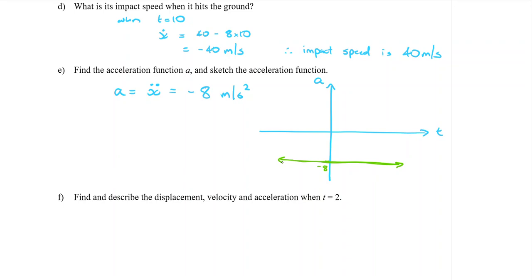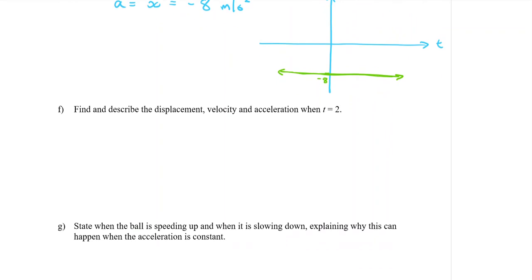So there is my acceleration graph. F. Find and describe the displacement, velocity, and acceleration when time is equal to 2. Okay, so we're just subbing those in to the 3 different places. We want displacement, we want velocity, and then we're going to have acceleration. Actually, acceleration has 2 C's, doesn't it? Whoops, there you go. Squeeze it in there.